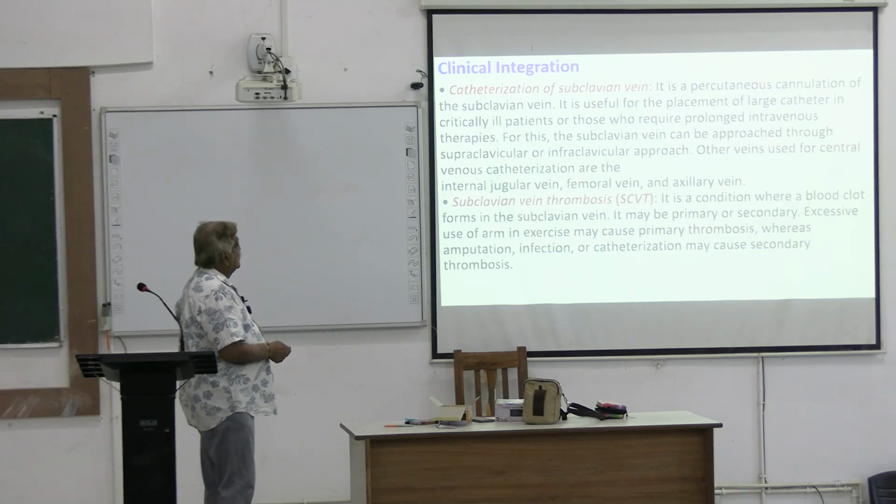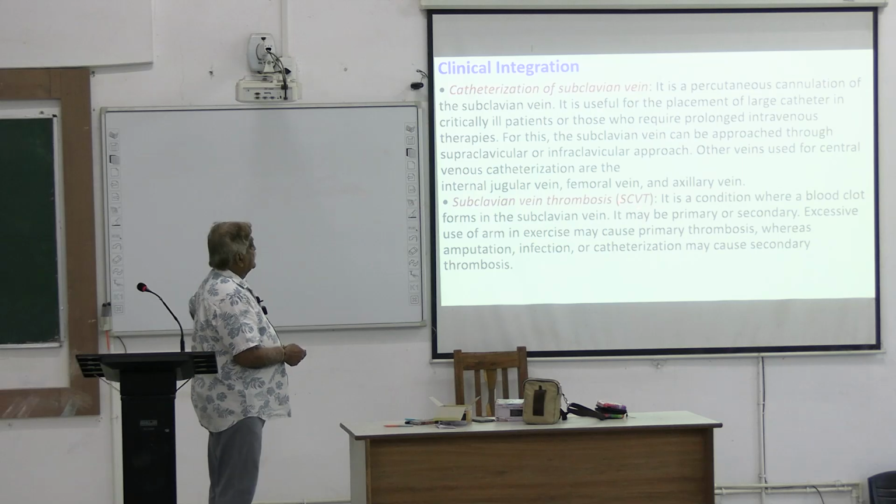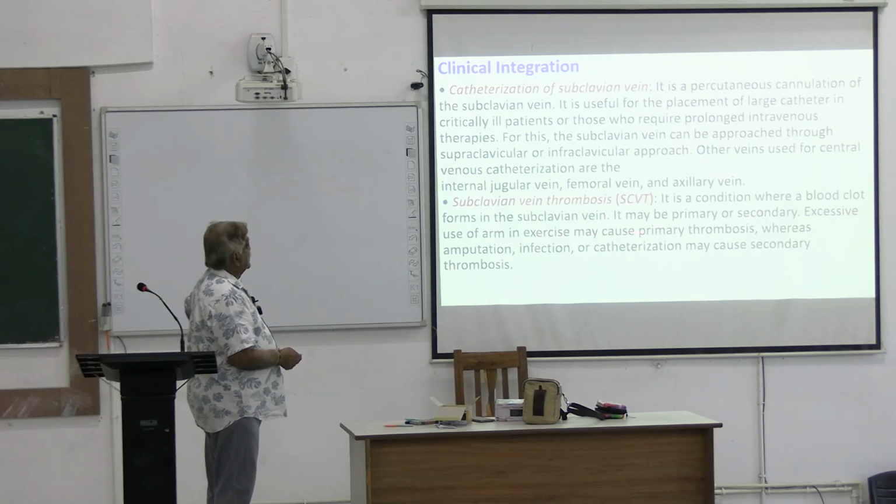Subclavian vein thrombosis, SCVT, is a condition where a blood clot forms in the subclavian vein. It may be primary or secondary. Excessive use of arm exercise may cause primary thrombosis, whereas amputation, infection, catheterization may cause secondary thrombosis.